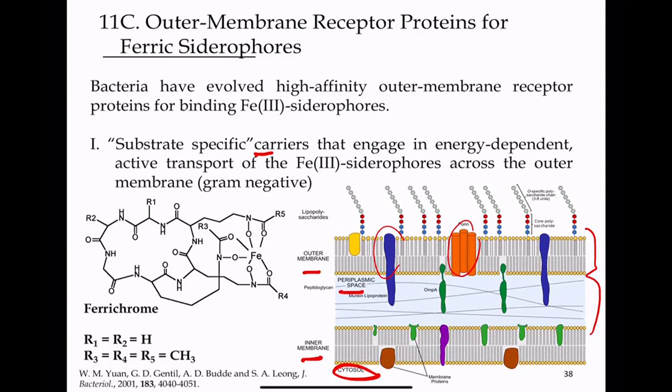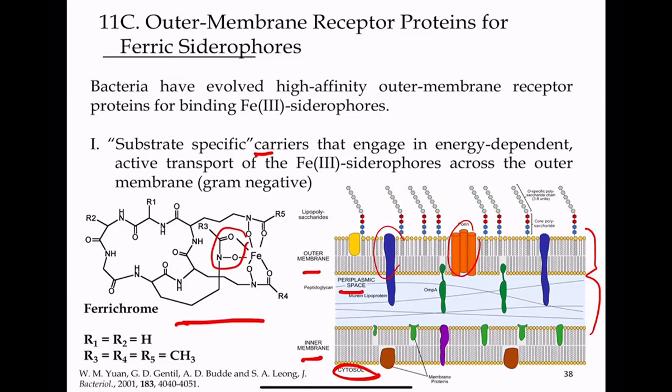All right, so in terms of the properties, we're looking at a substrate-specific carrier that's going to engage in an energy-dependent active transport. So remember this terminology in terms of the energy required in order to transport a particular solute. In this case, we're referring to this compound, which is ferrochrome. This is a type of siderophore. And if you pay attention to the coordination moieties, these are the hydroxamate moieties that are coordinated to the iron, satisfying the coordination number there.